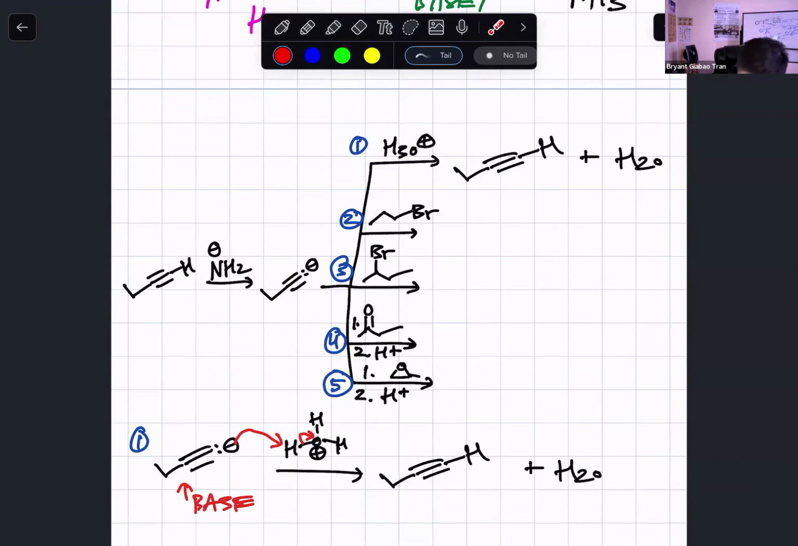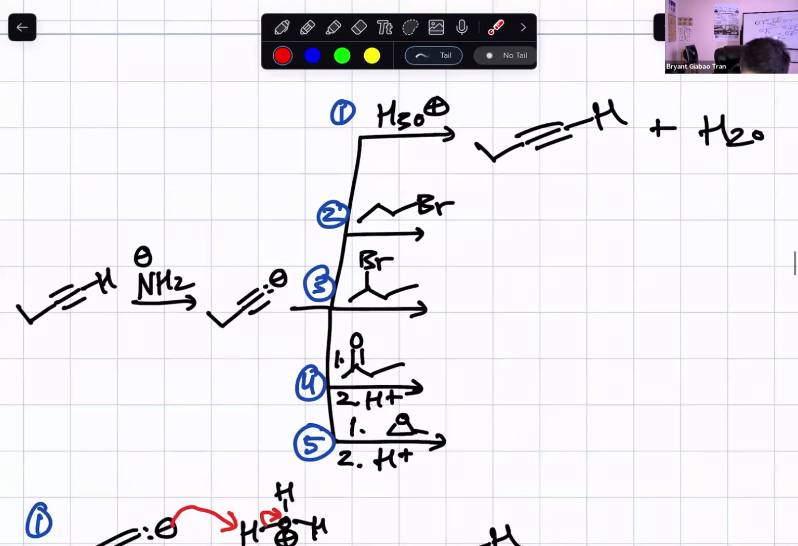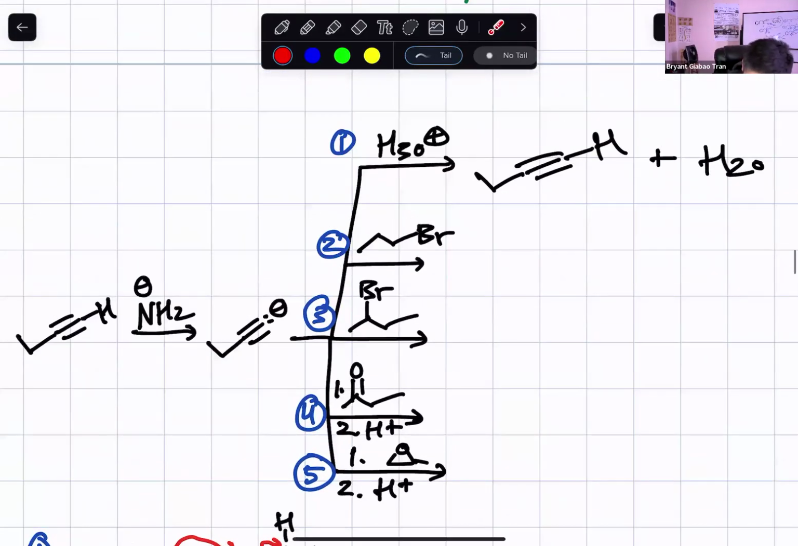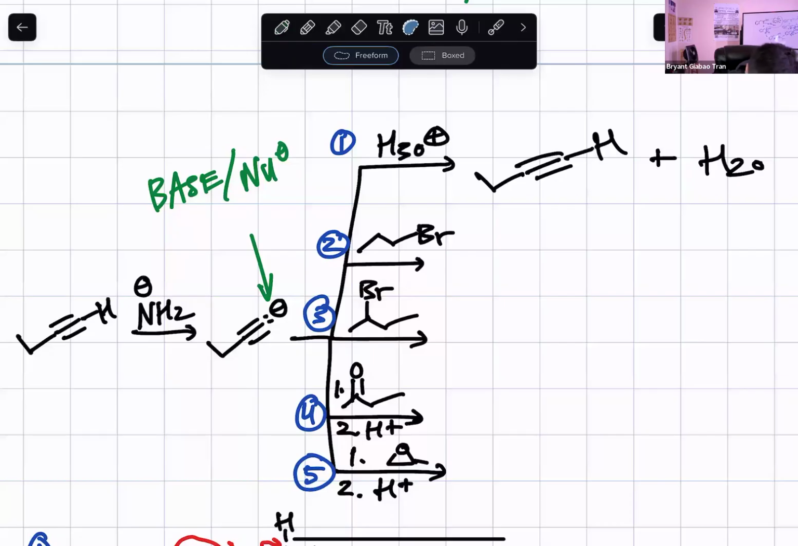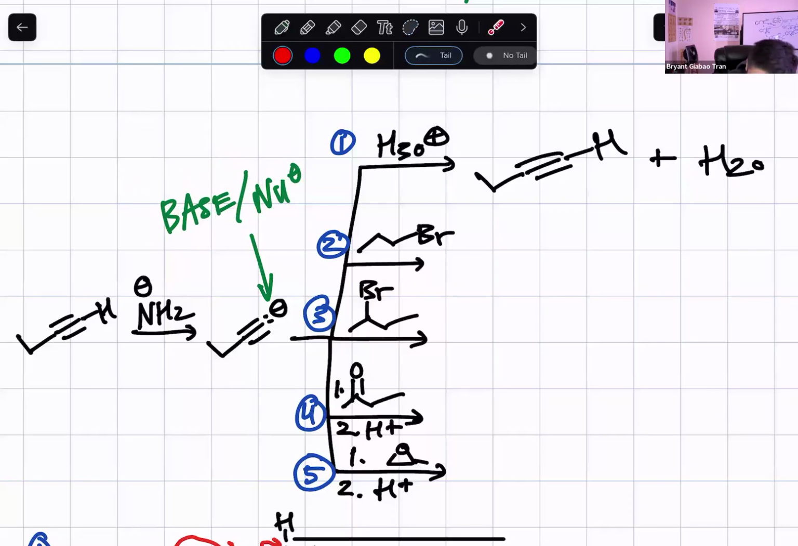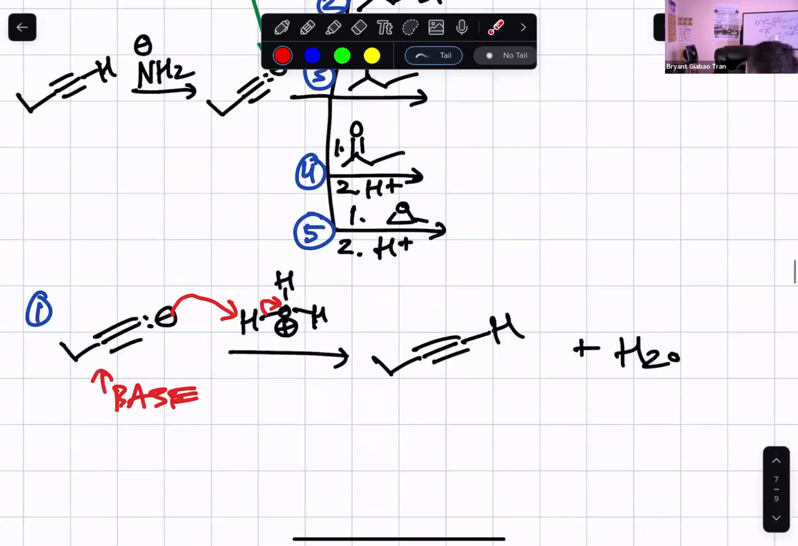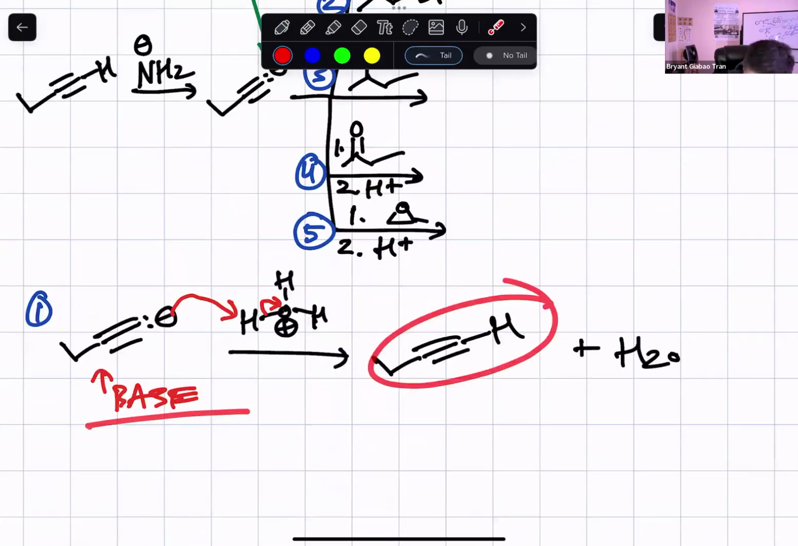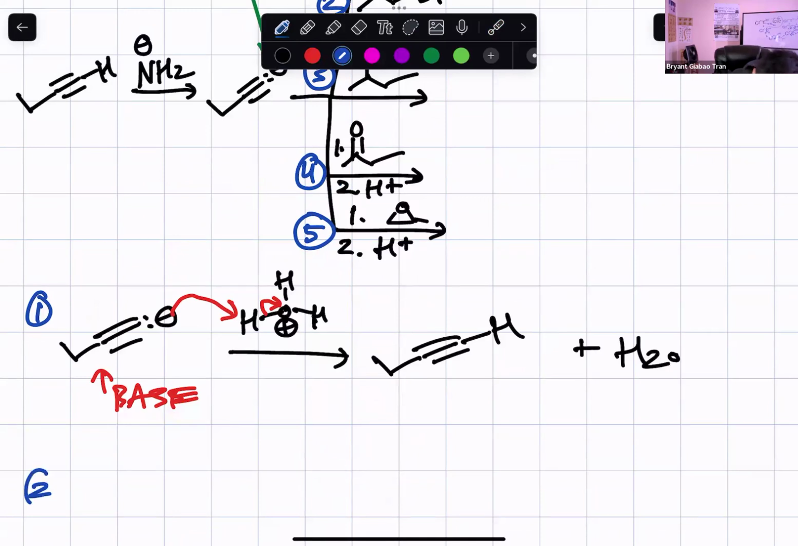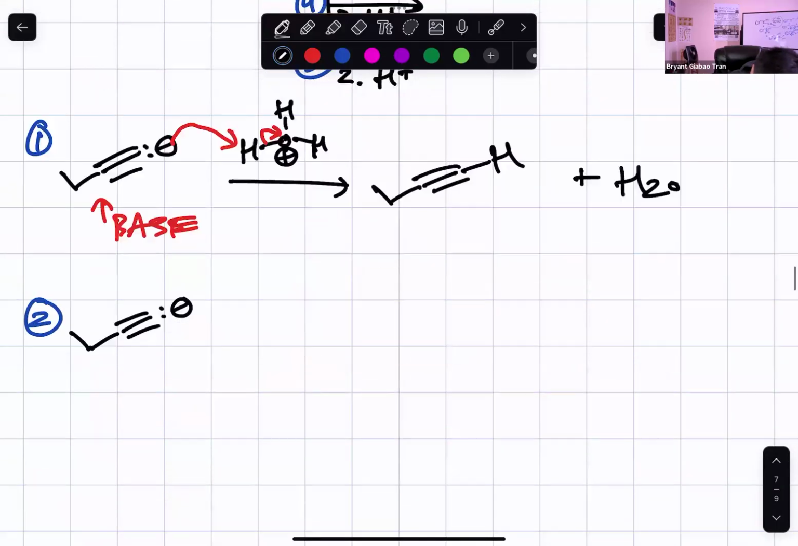So let's see here. Let's go back to the alkyne reactions, where when we see a negative charge on this carbon right here, this could act as a base or a nucleophile. Right. In the first reaction, we see that it's an acid-base reaction because we brought in an acid, where this will act as a base, protonating the alkyne. But now in the second reaction, let's say that we bring in this primary haloalkane right here.